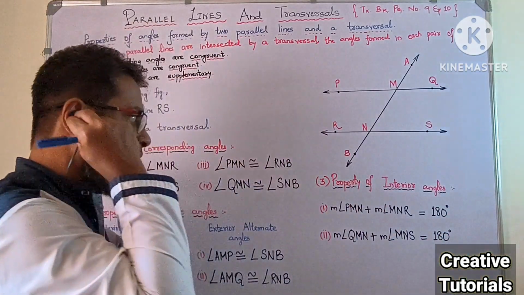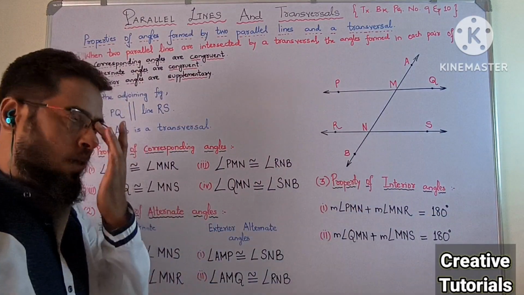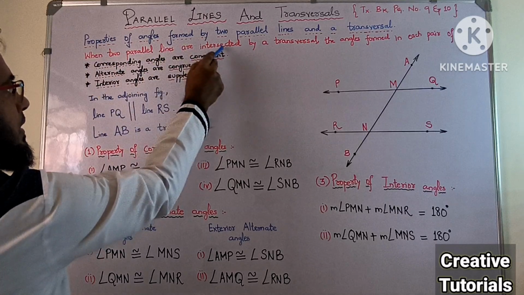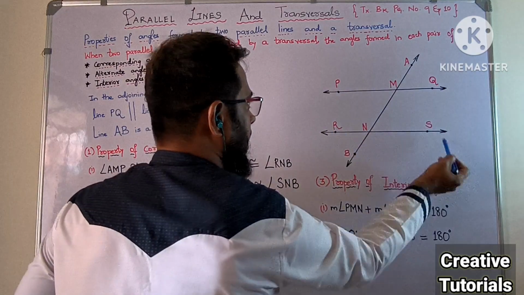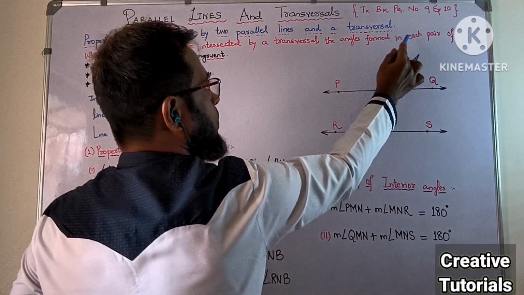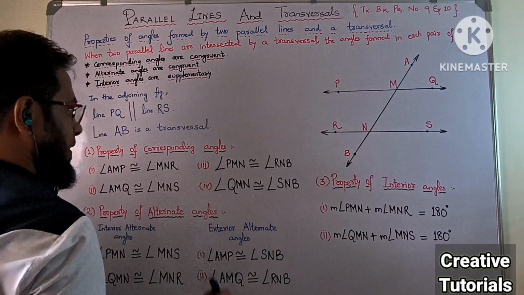Then let's come to our third property, that is the property of interior angles. So what is our third property? When two parallel lines are intersected by a transversal, the angles formed in each pair of interior angles are supplementary.